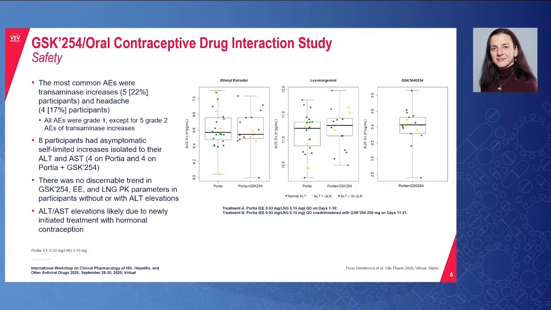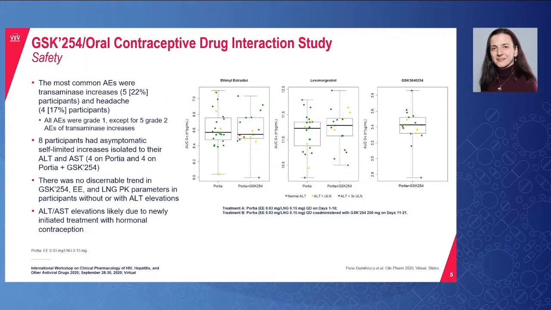Moving on, here is a summary of the safety information for GSK254 oral contraceptive drug interaction study. The most common adverse events were transaminase increases and headache. With regard to transaminases, 8 participants had asymptomatic self-limited increases isolated to their ALTs and ASTs, 4 on Porsche and 4 participants receiving Porsche plus GSK254.